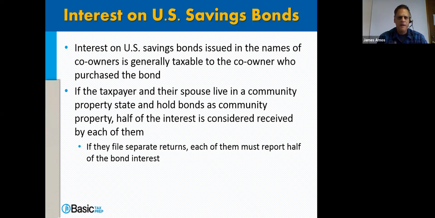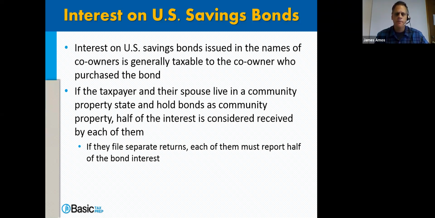If the taxpayer and spouse live in a community property state and hold the bonds as community property, half the interest is considered, by function of IRS law, to be received by each of them. That's a general rule. That general rule exists for almost everything in community property states: income, expenses, everything.